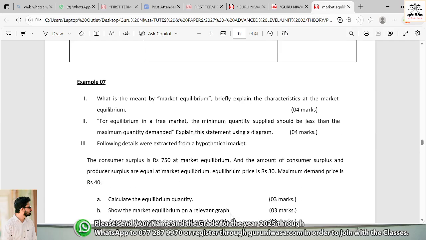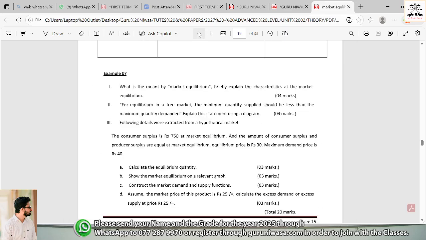This one, example number 7, in the tute, page number 19. Has anyone completed this as homework? I asked you to. This is a question, right? First one is simple.